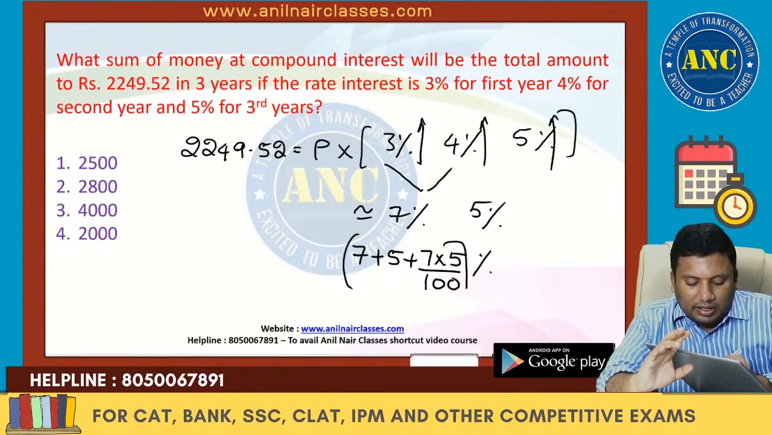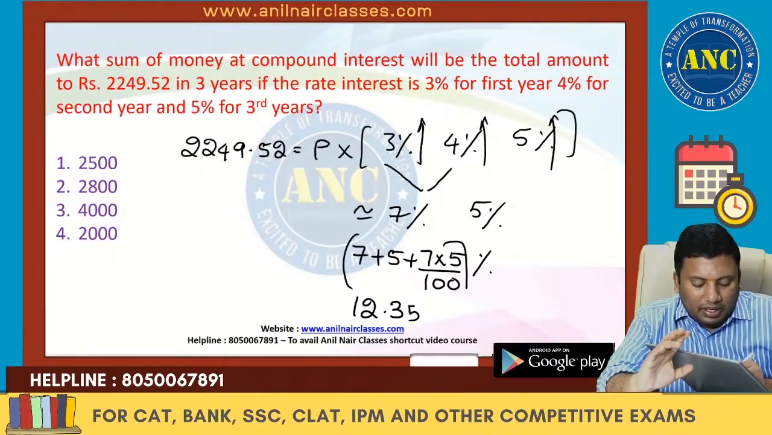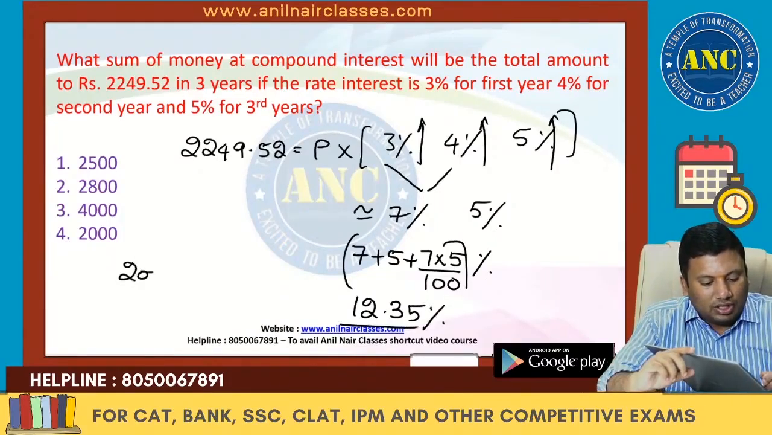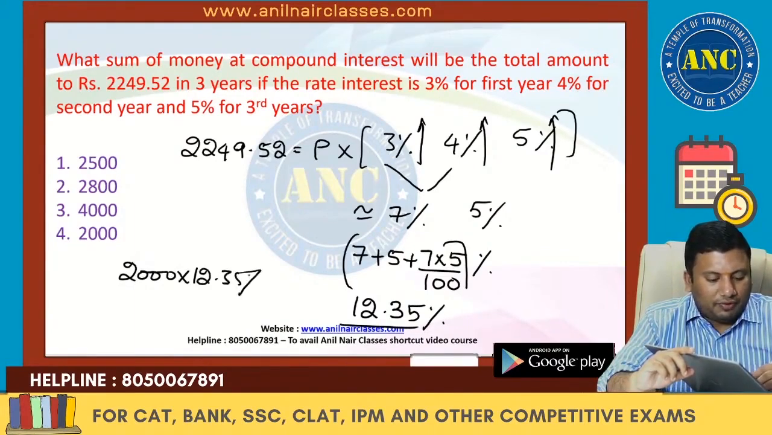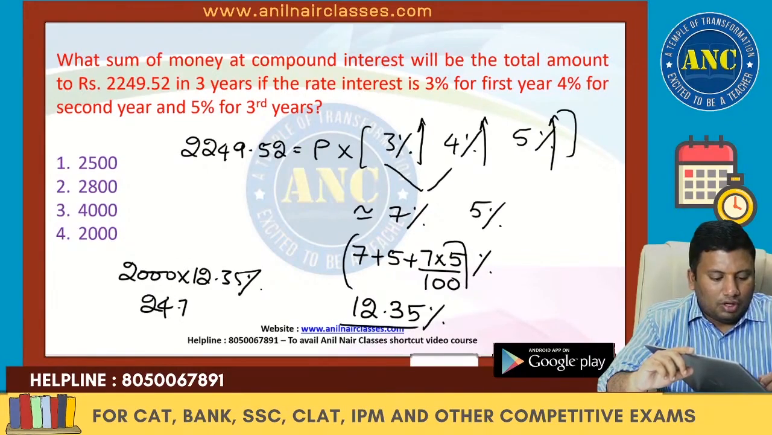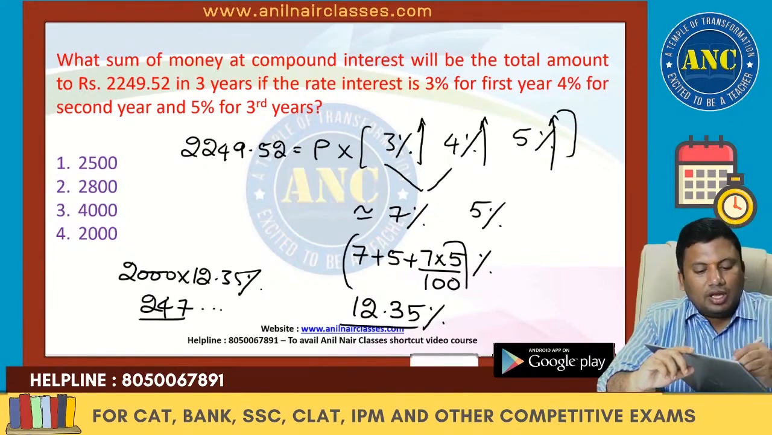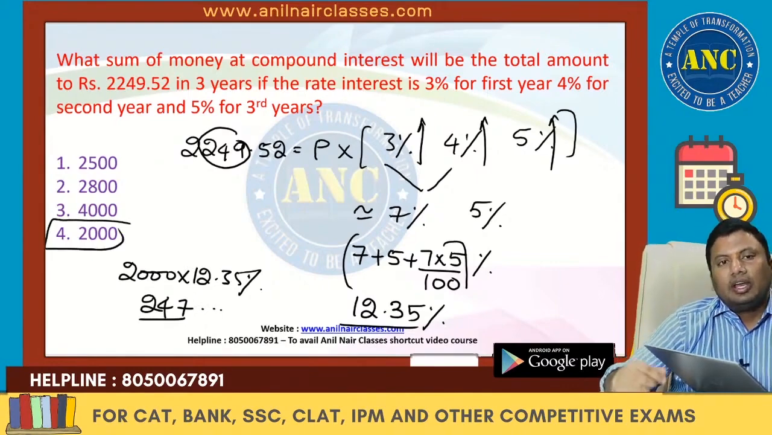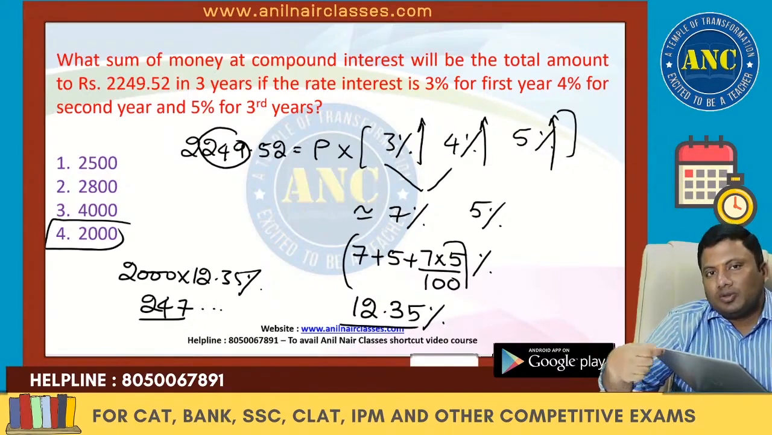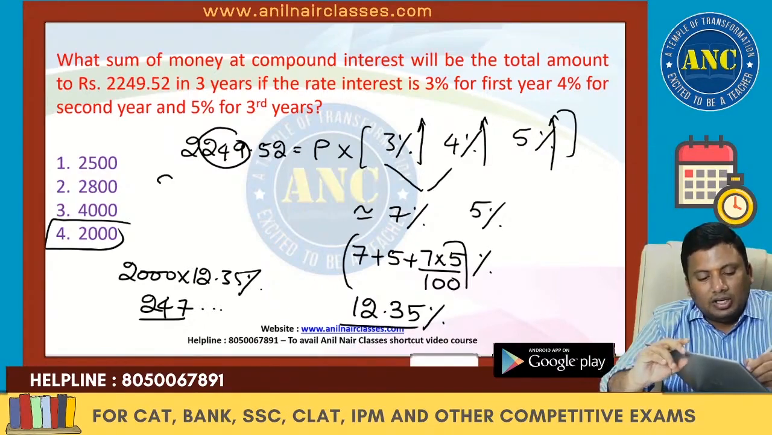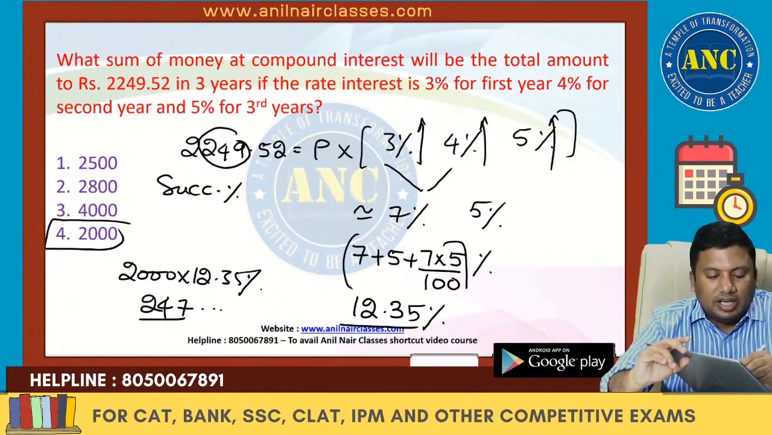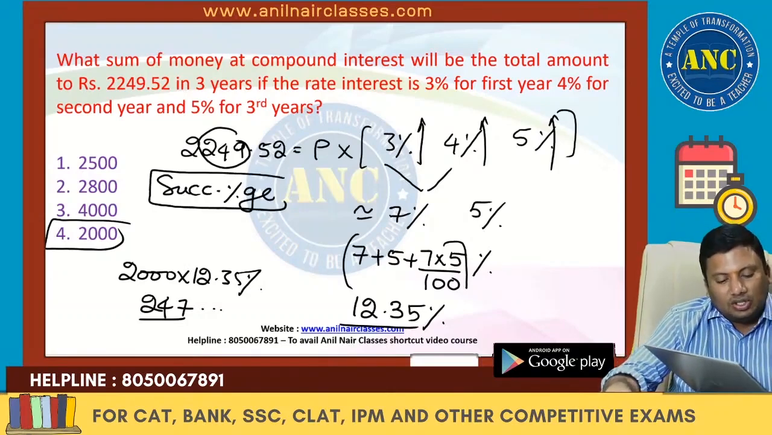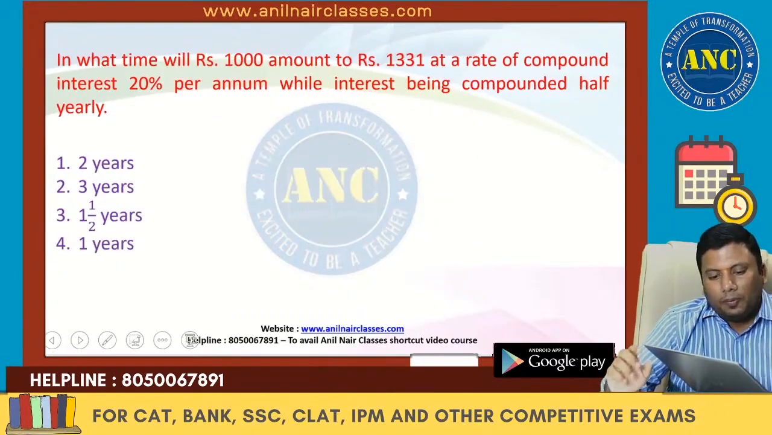These are nothing but 12.35%. So 2000 into 12.35%, that is 247 point something. 249, these are coming very close. So answer is 2000. Even if more than one answer option gives the same digital sum, you can still use successive percentage logic to get the answer. I hope it is clear.